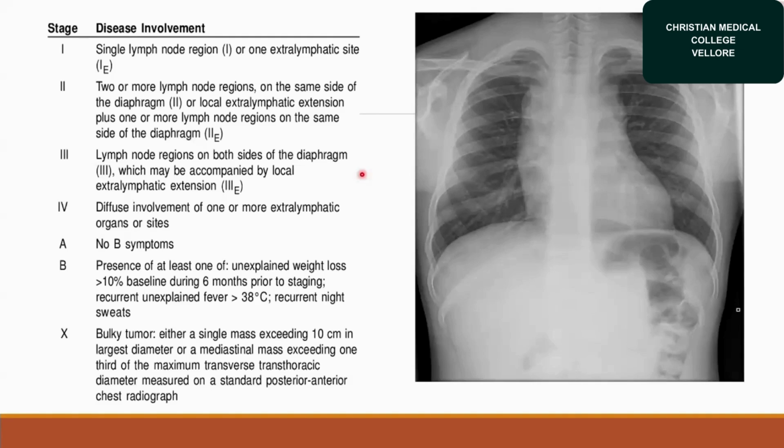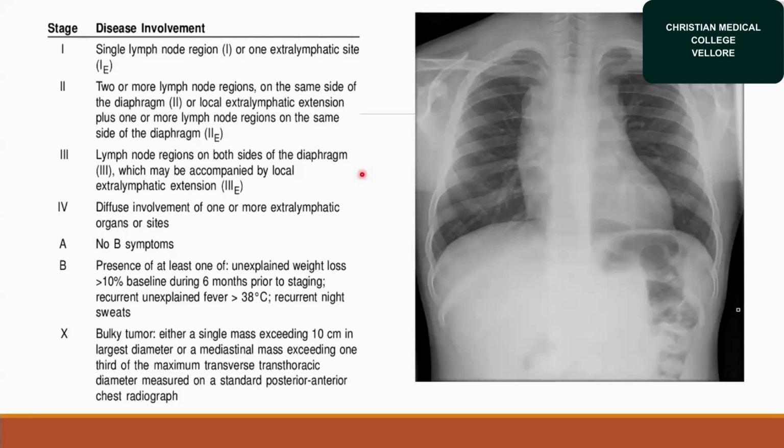So when we say stage 1A, that means it is only one lymph node region and the patient has no B symptoms. So what are our B symptoms? If we have unexplained weight loss of more than 10% from baseline. So in adults, sometimes we say 5 kg or 6 kg, but in children, the baseline weight itself may only be around 20 kilos. So if a 20 kilo child becomes 17 kilos over the span of the last 6 months, that is considered significant weight loss. So we always consider the baseline. And if we have a weight loss of 10%, that is taken as a B symptom.